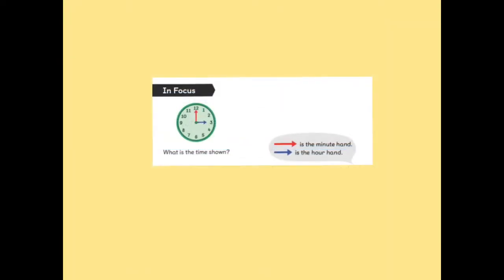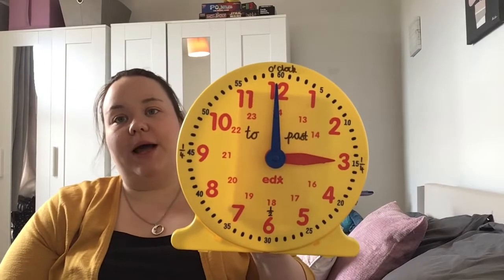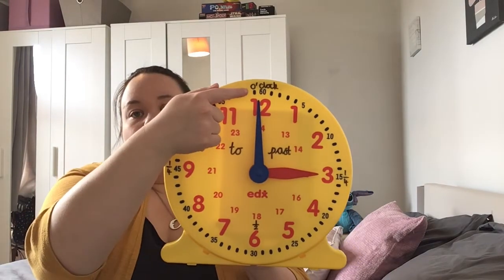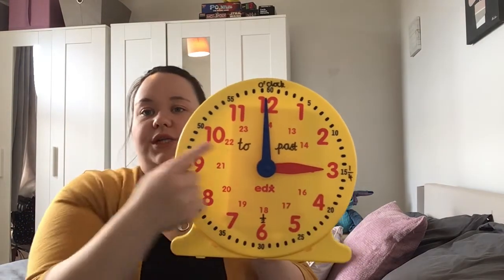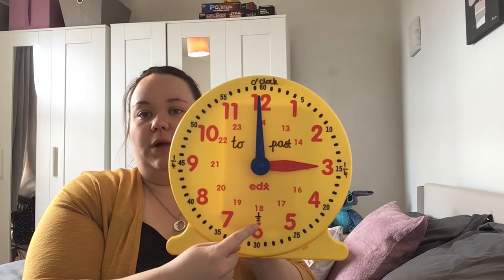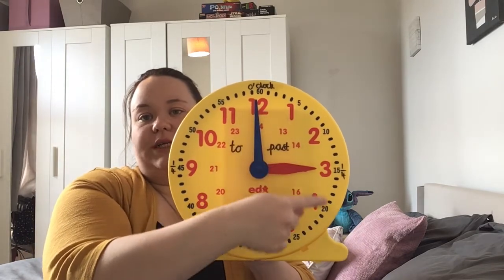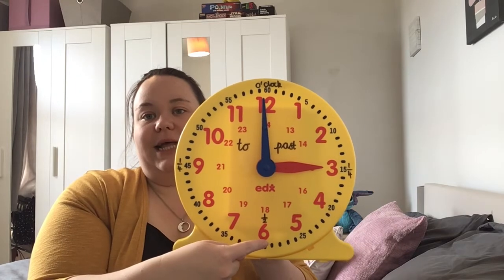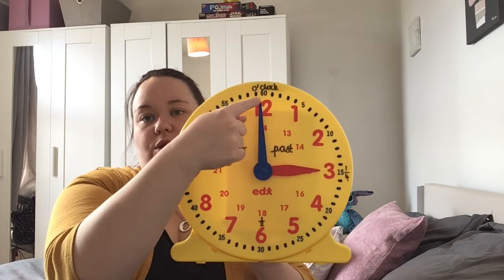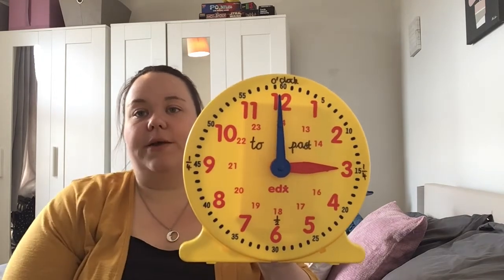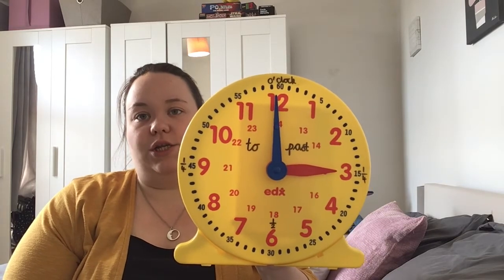Here is our In Focus task to start our lesson. What is the time shown? Okay, so first of all, I've labelled my clock. I've got o'clock, my quarters, and I've labelled a half, and I've labelled the first side from the 12 down to the 6 as past, and the 6 around to the 12 as to, because this is going to help us read the 5-minute intervals.